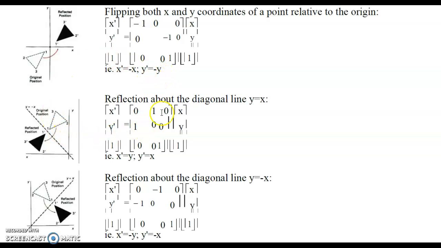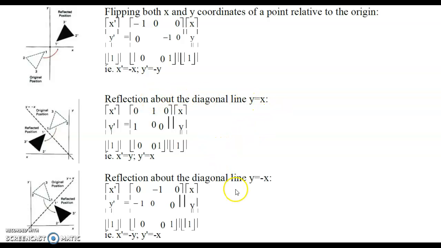Then the fourth case is reflection about the diagonal line y equals x. If we draw the line y equals x, the x coordinate after reflection will become the y coordinate and the y coordinate after reflection will become the x coordinate. If you see carefully, this is the matrix. X dash will equal y and y dash will equal x. This is the equation that happens when you do reflection about the line y equals x.